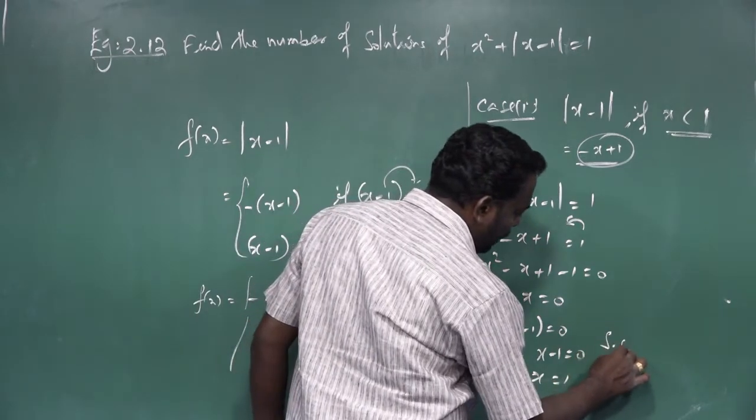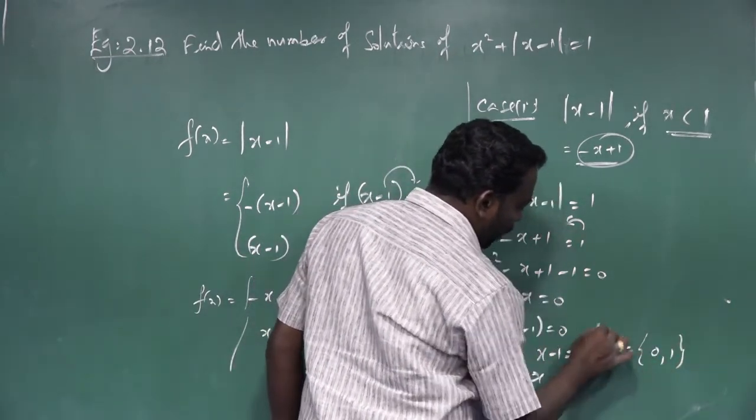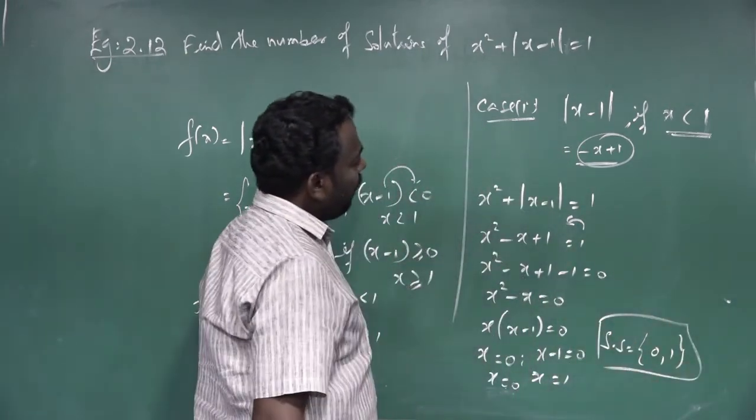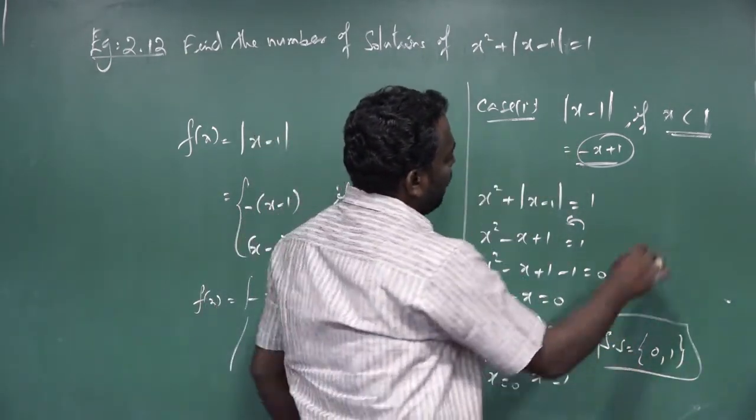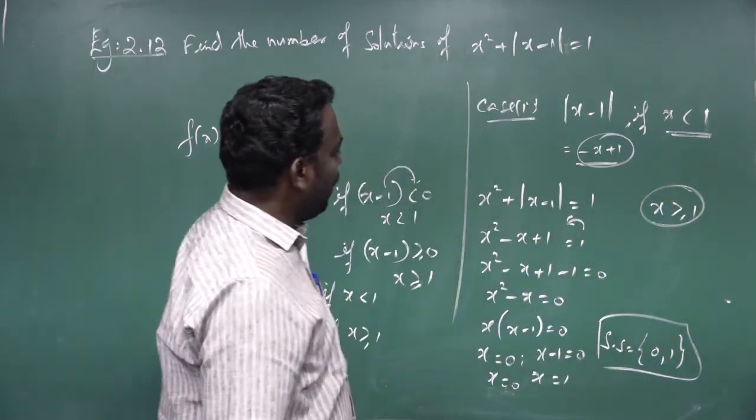Therefore, the solution set for this equation is 0 and 1. Next, we have to consider modulus of x when x is greater than or equal to 1 and simplify.